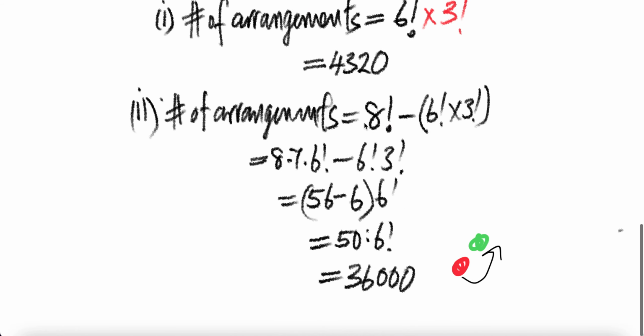Okay? 8 factorial, 8 times 7 times 6 factorial, this piece is here. Factor out the 6 factorial, you get 8 times 7 is 56, minus 3 times 2 is 6. 56 minus 6 is 50, times 6 factorial, you'll get the answer as 36000.